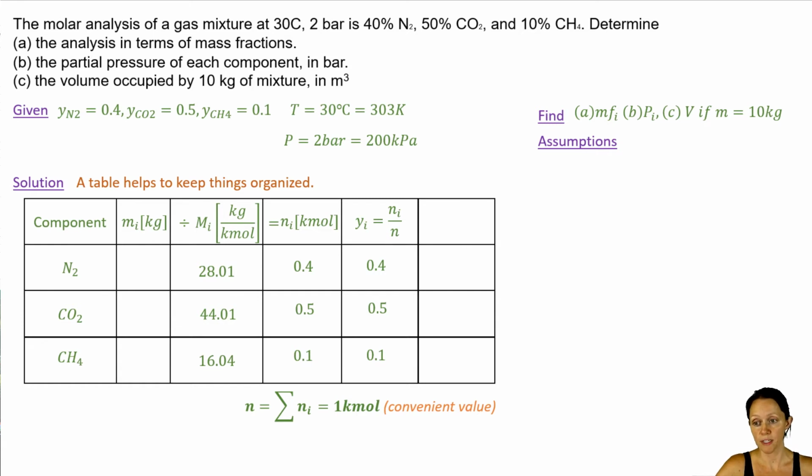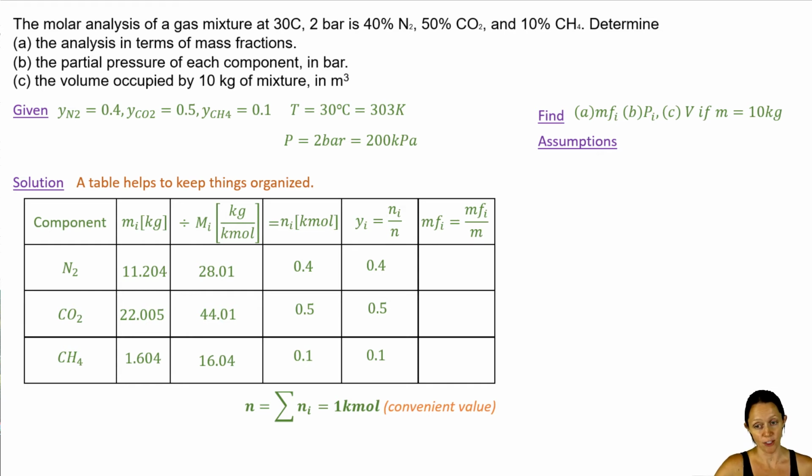So 0.4 times 28.01, got 11.201. 0.5 times 44.01, there we go. 0.1 times 16.04, there we go. So I only have one more column that I got to fill in, and that's what I'm actually after.